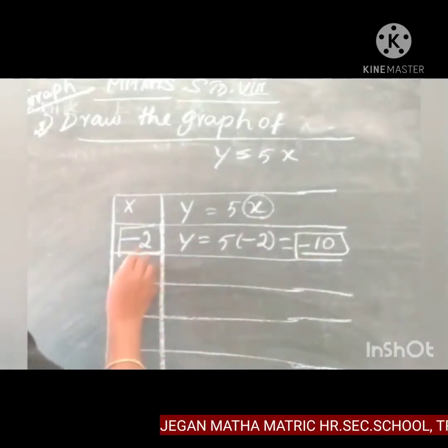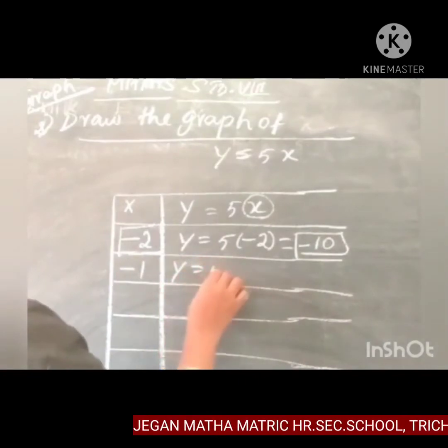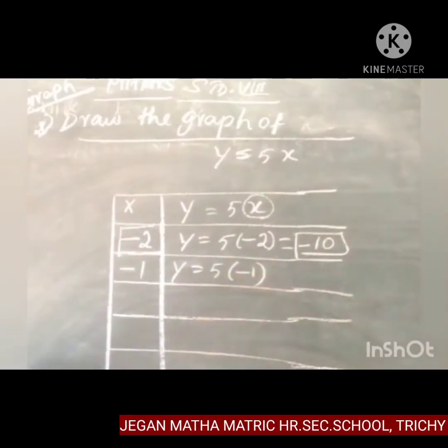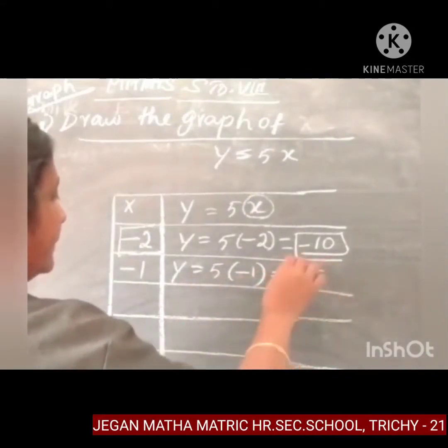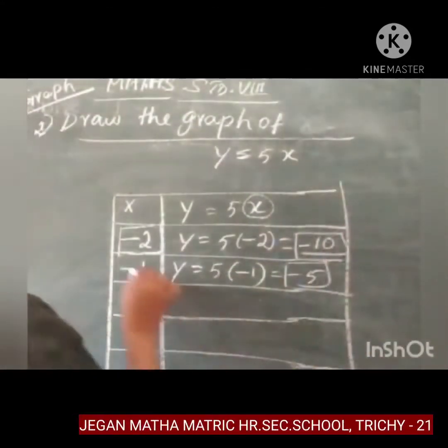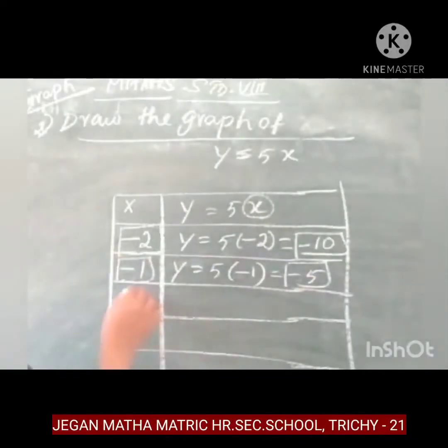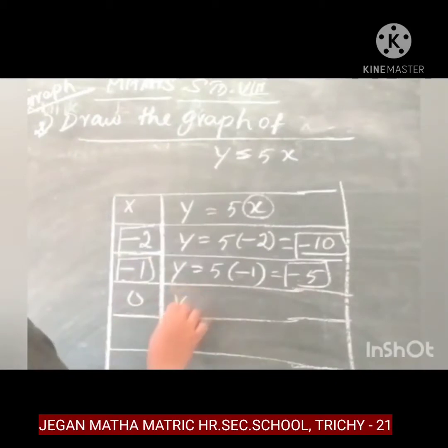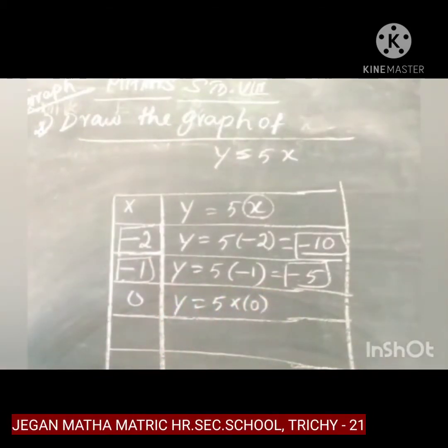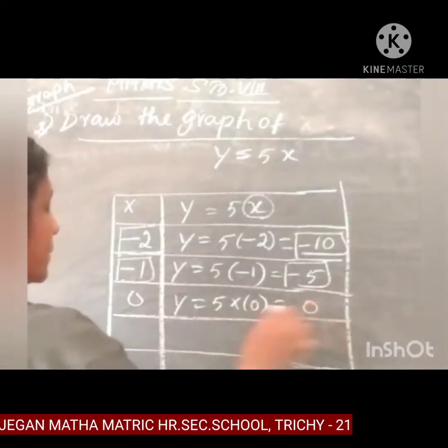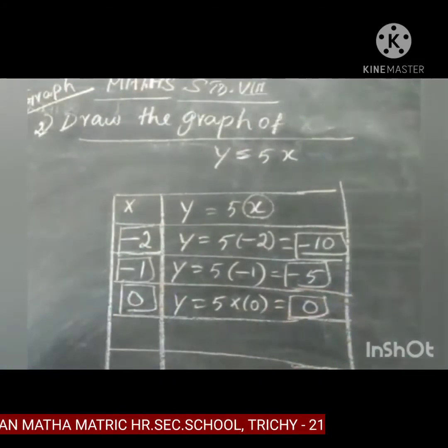The next one, minus 1, I am giving. So y equal to 5 into minus 1. You can multiply 5 into minus 1, that is minus 5. Here x value minus 1, y value is minus 5. Third one, 0. So y equal to 5 into 0. Any number multiplied by 0, you will get 0. So 0 comma 0. This point is the origin point, 0 comma 0.